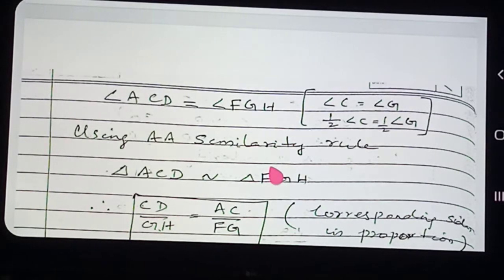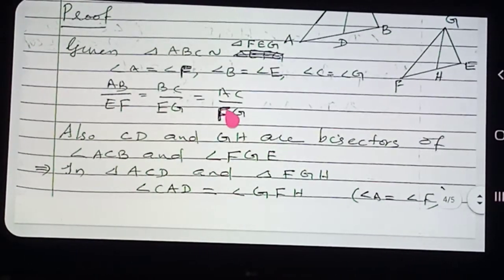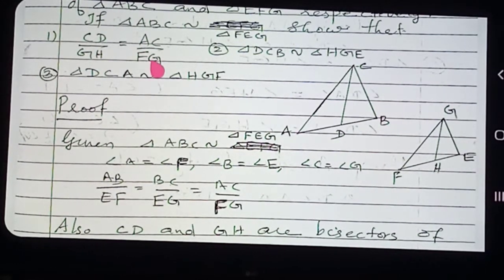Okay. You see in the question what is asked, and verify. What's the question? See here. Only CD by GH is equal to AC by FG is asked, that we proved. Okay.